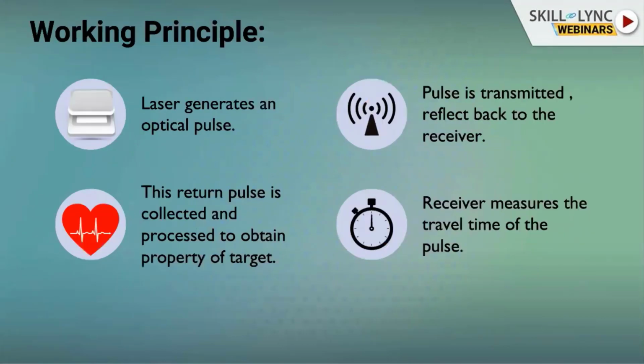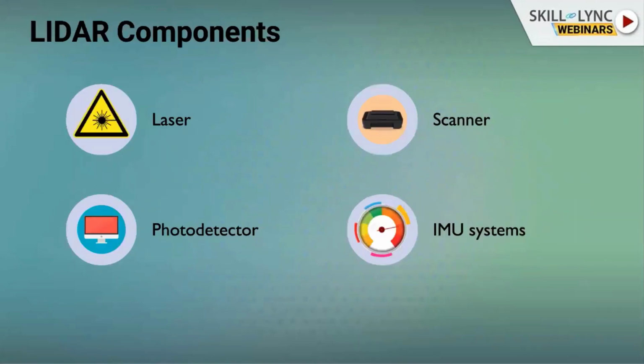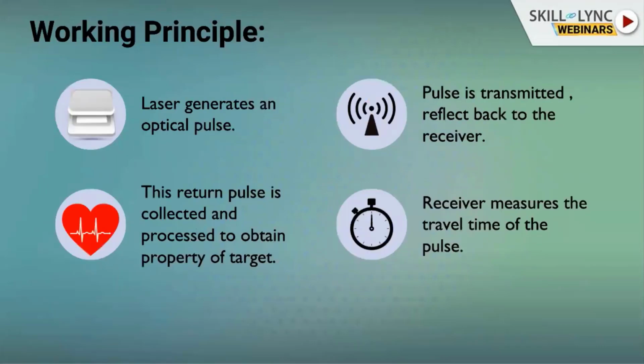And now the working principle. The working principle is like this. As I explained in the previous slide: laser, scanner, photo detector, IMU system. I will start in the same way. So first, the laser emitter is there. What does it do? The emitter will emit a bunch of pulses of light.